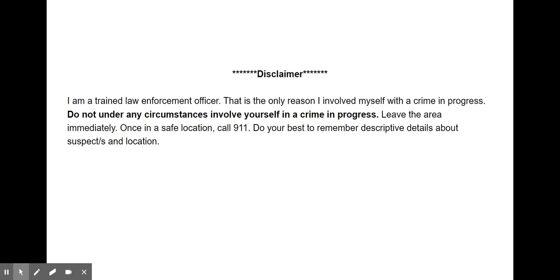Disclaimer: I am a trained law enforcement officer. That is the only reason I involved myself with a crime in progress. Do not, under any circumstances, involve yourself in a crime in progress. Leave the area immediately. Once in a safe location, call 911. Do your best to remember descriptive details about suspects and location.